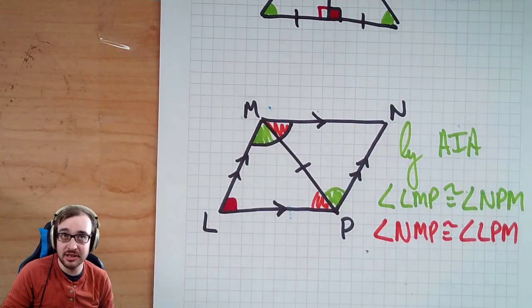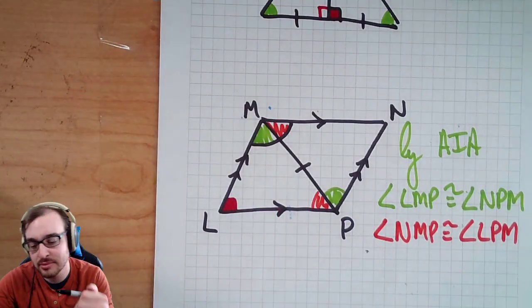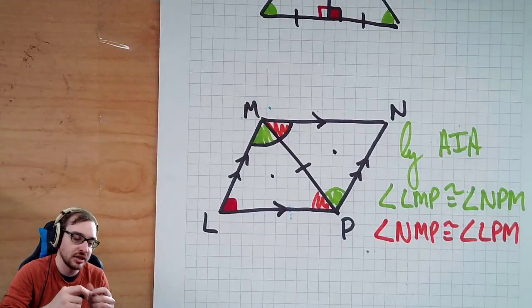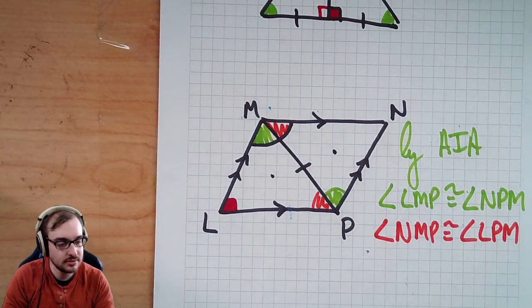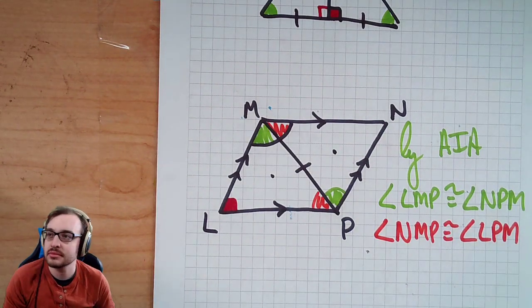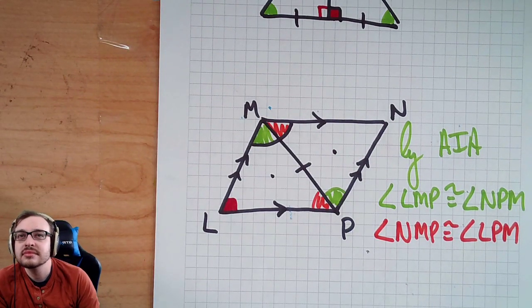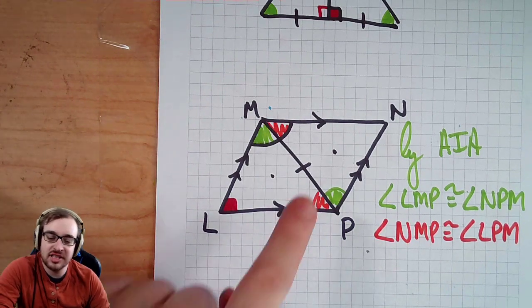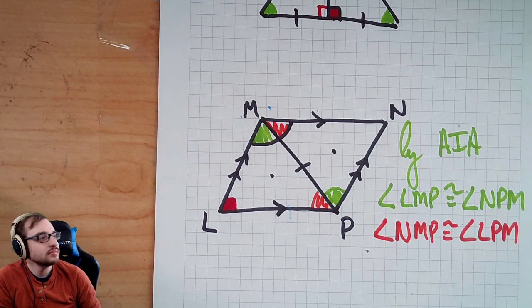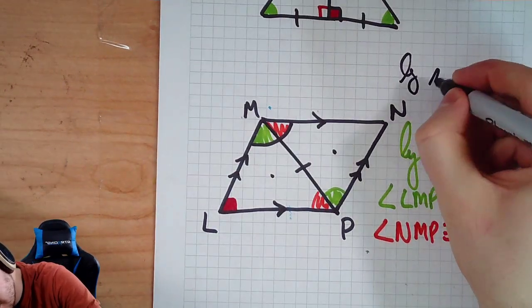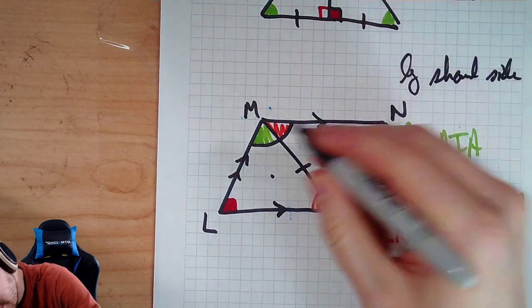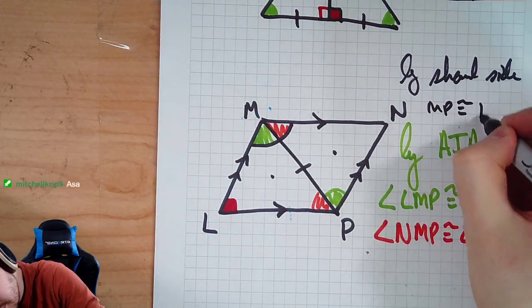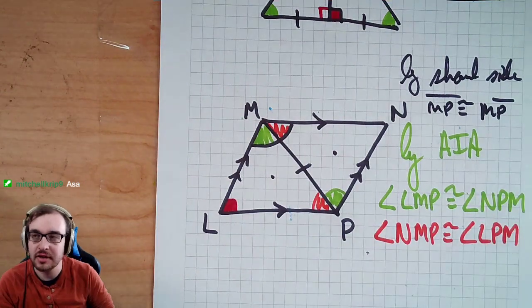So Mitchell, now that I have this, how do I know that the bottom triangle is congruent to the top triangle? What reasoning? What postulate could you use to prove these two triangles congruent? I'm going to have to use that side somehow. We did it by shared side, MP congruent to itself. Alternate interior, we got those two.